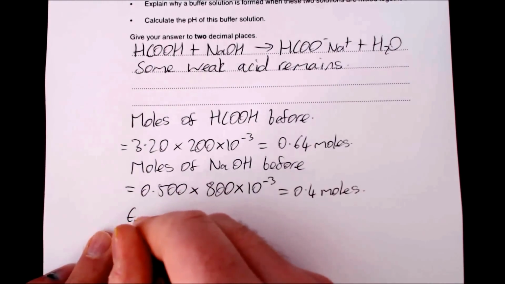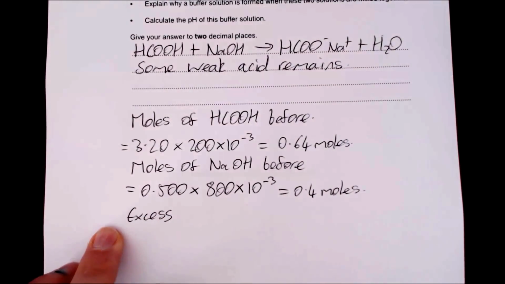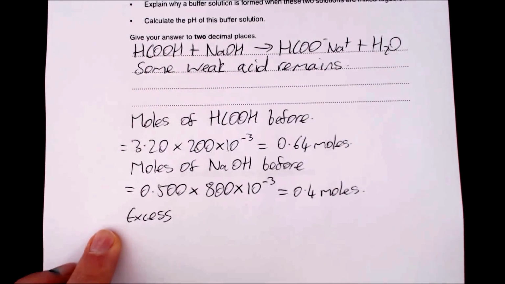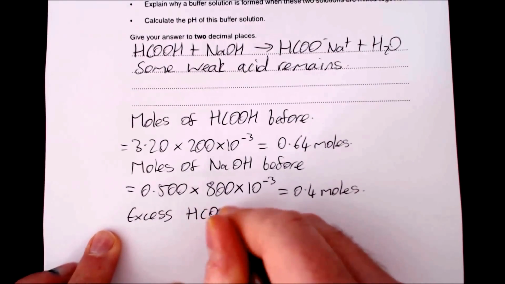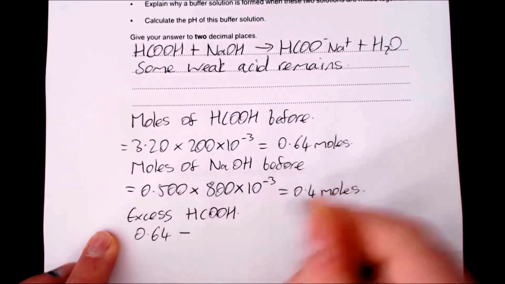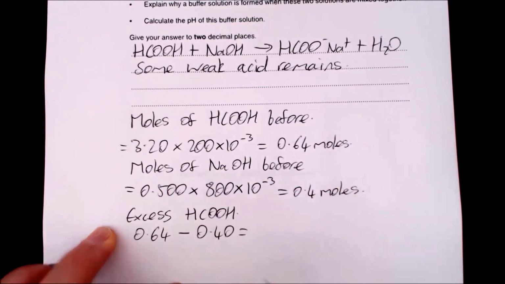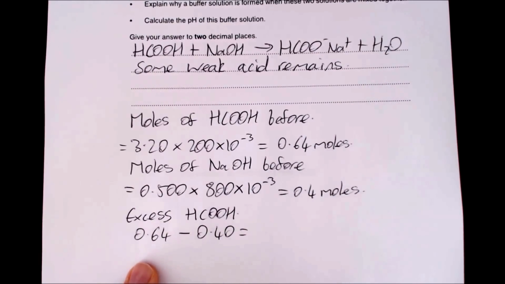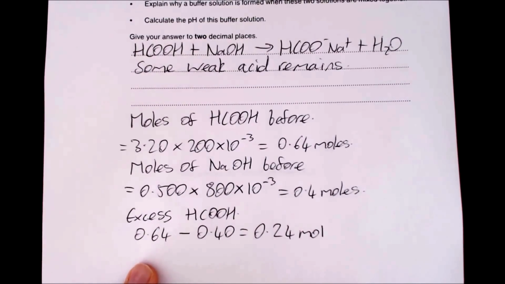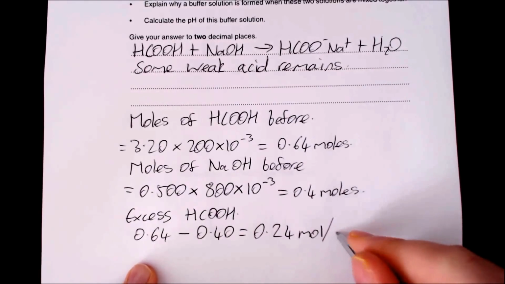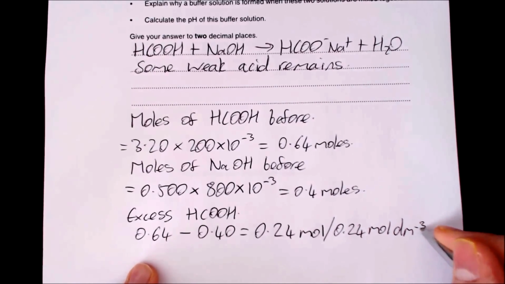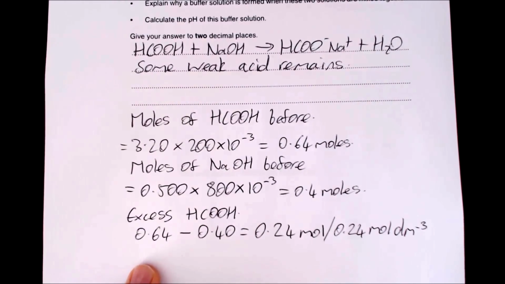So we're going to put there. And because this is in decimeters cubed, we can also say that this is the same as the number of moles as well. So we can work out the excess of HCOOH, and this is really easy, because all you do is 0.64, that's the number of moles of your weak acid, take that away from the number of moles of alkali that's reacted with it, and obviously you won't need a calculator for that, you can work that out as 0.24 moles. And because this is all in 1 decimeters cubed, that is actually the same as the concentration, 0.24 moles per dm cubed, because the volume is 1 dm cubed anyway, so that's going to be the same. So that makes the calculation a little bit easier.